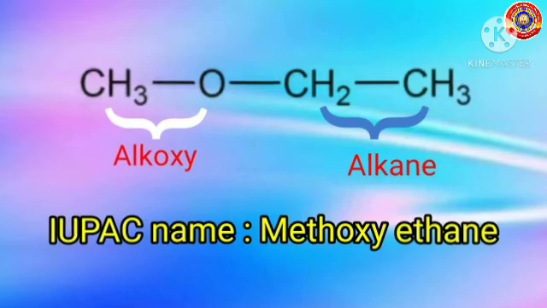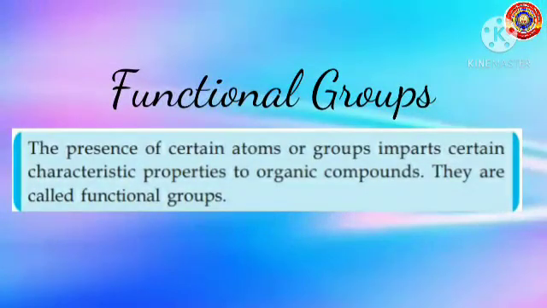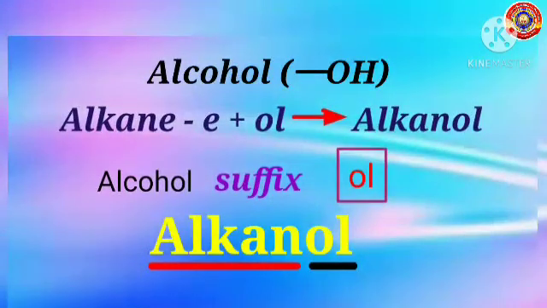Alright, so it's time to wind up today's class. Today we discussed functional groups. Functional groups are certain atoms or groups that impart certain characteristic properties to organic compounds. They are of different types. The first one is alcohol. The rule for naming alcohol is given as alkane minus E plus OL gives alkanol. The suffix OL is used for alcohols.